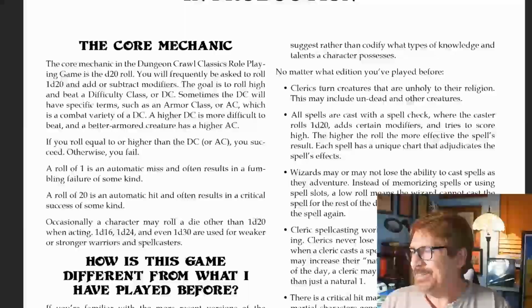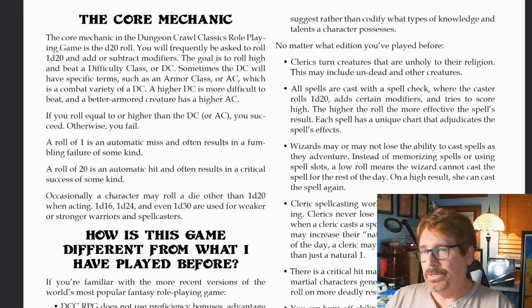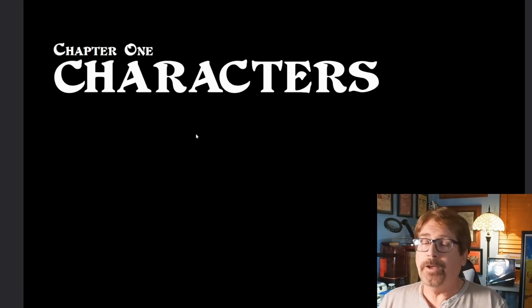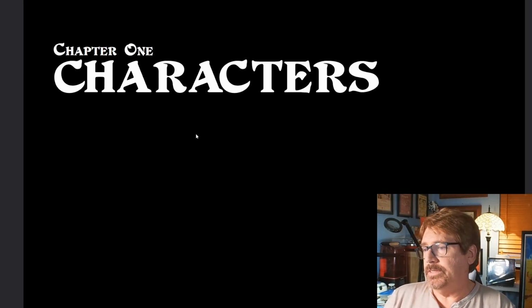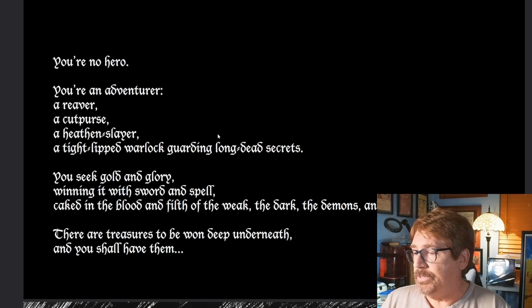I thought that was great. The core mechanics, which is basically D20, yes. A natural roll of a 1 is always a miss. A natural roll of 20 is an automatic hit. So chapter 1 is probably the most interesting chapter for us when it comes to analyzing the system for running a Greyhawk campaign like the Temple of Elemental Evil.